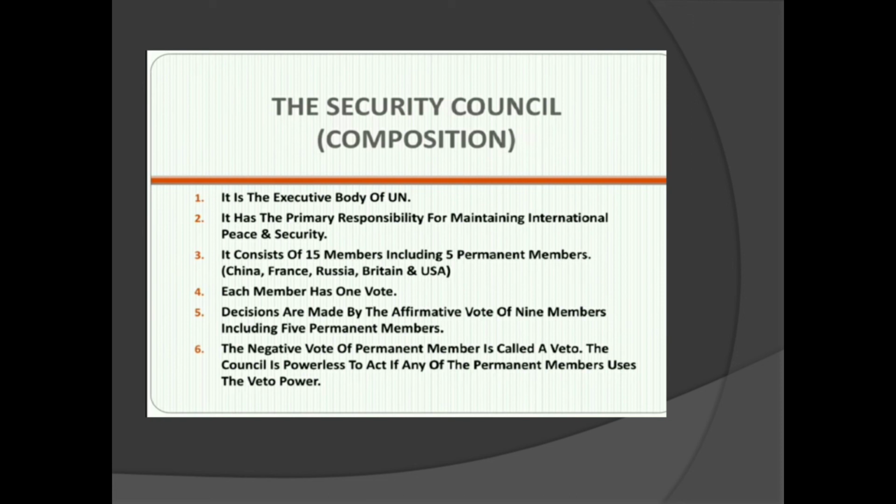What is this veto? Why is it so powerful? When it is used by them, the council becomes powerless or ineffective. So how can the council go powerless?